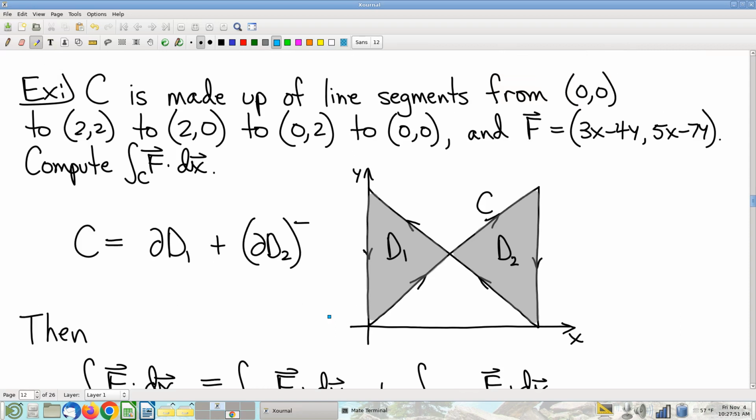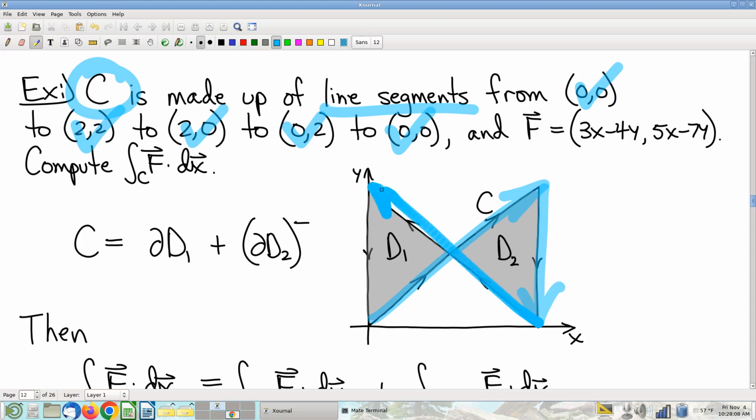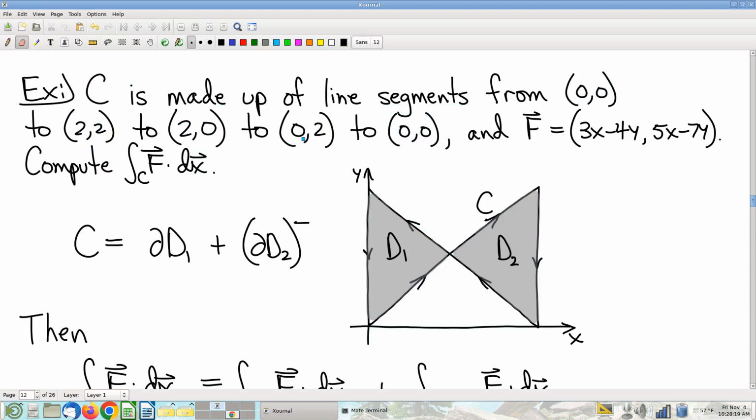Okay. Good deal. Next example. This one's a little trickier. Our curve is made up of line segments between various points, and so altogether our curve is that followed by that followed by that followed by that. I'm going to call that a triangular figure 8, if you will. Okay, all right, so that is our curve.